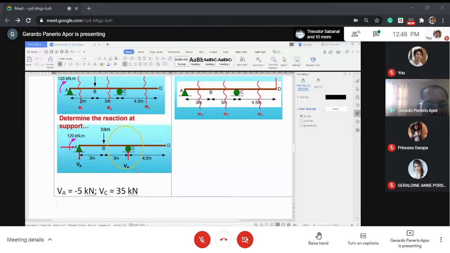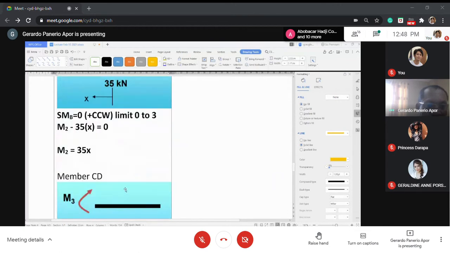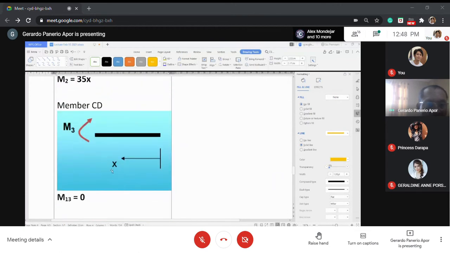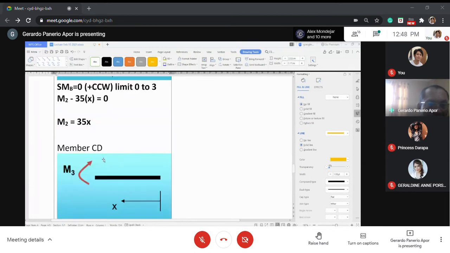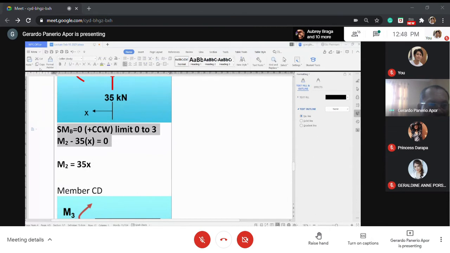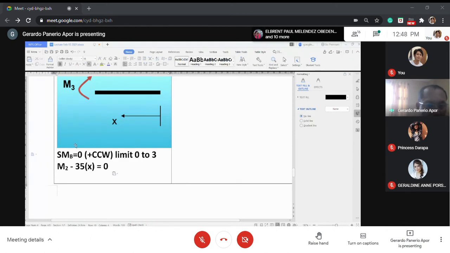So you need this one as your third. Here, for member CD, you sum up moment at C. Sum up moment at C equals to 0. Now our limit is 0 to 4.5 meters, from D to C.